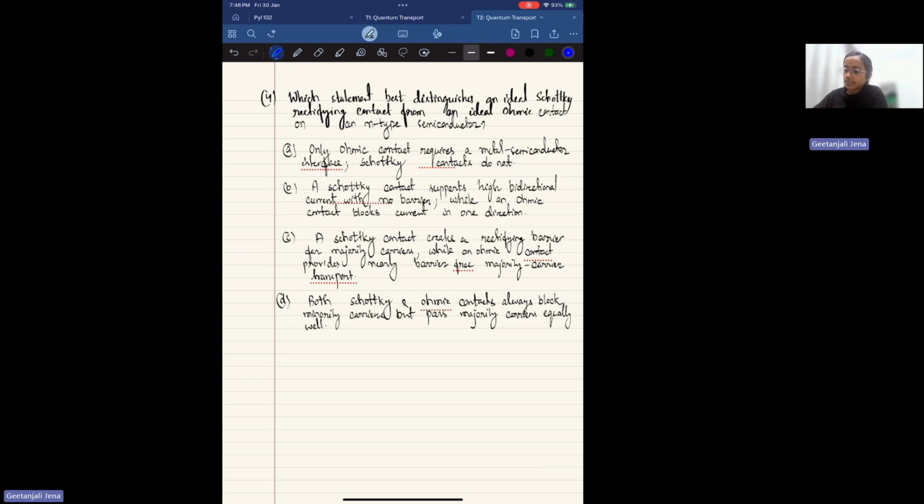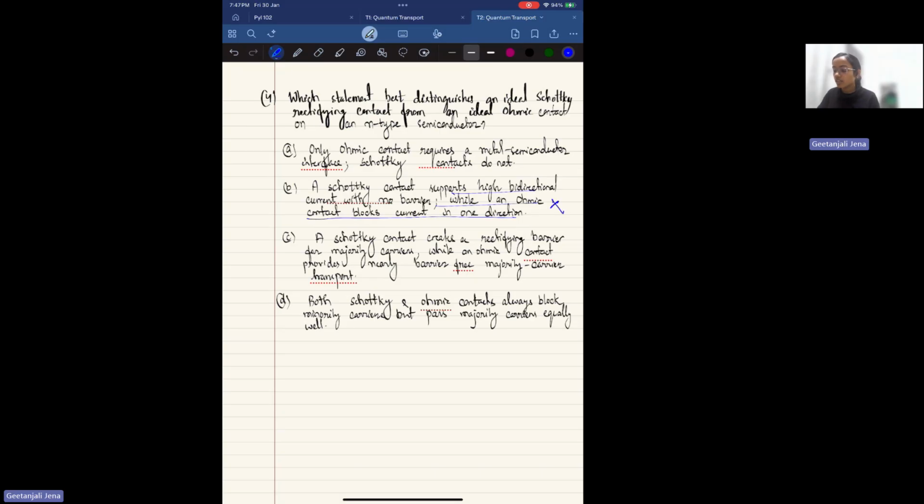Question number 4: which statement distinguishes an ideal Schottky rectifying contact from an ideal ohmic contact on an N-type semiconductor? Option A, only ohmic contact requires a metal semiconductor interface, Schottky contacts don't, which is not correct. Option B, Schottky contact supports high bidirectional current with no barrier, which is also not correct. It supports unidirectional current, while an ohmic contact blocks current in one direction, which is totally incorrect.